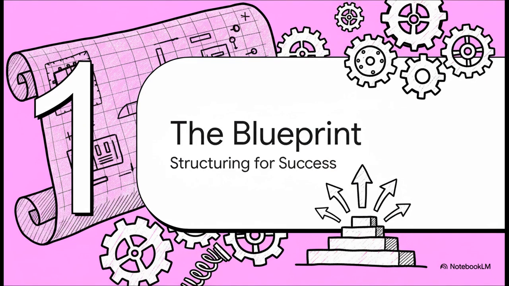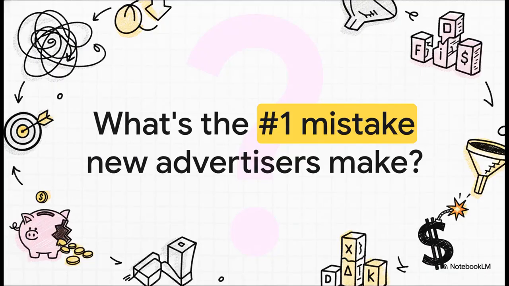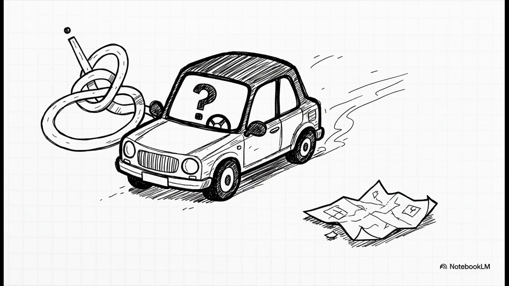All right, so every great machine, every great project, it starts with a solid blueprint. In the world of Google Ads, that blueprint is your account structure. Getting this right from the very beginning is, without a doubt, the foundation for everything else that follows. So what do you think is the number one mistake that new advertisers make? I mean, it's a really fundamental error that completely sabotages their campaigns before they even spend a single dollar. Yup, they ignore the blueprint.